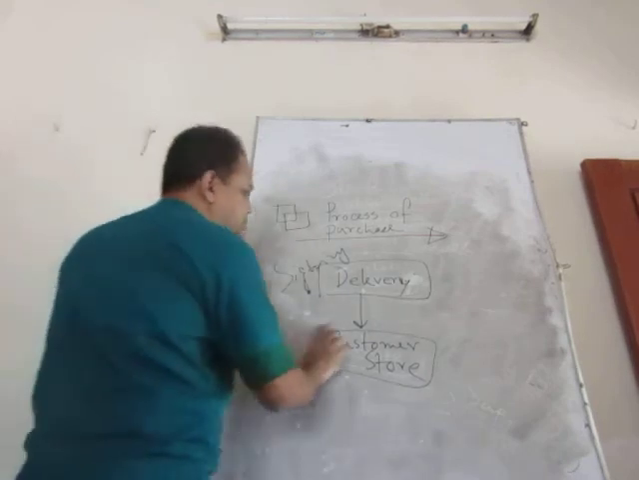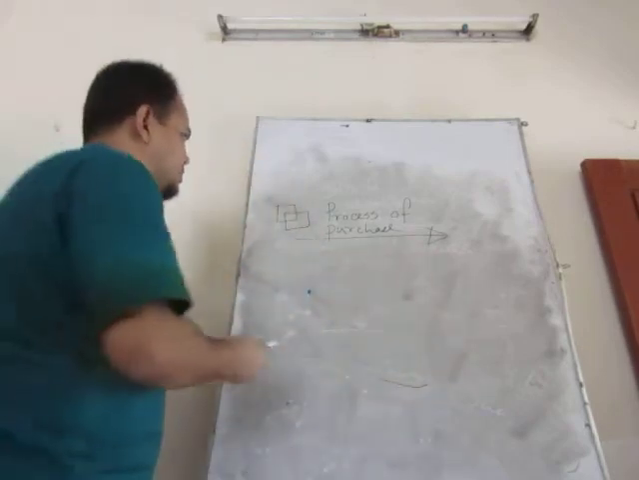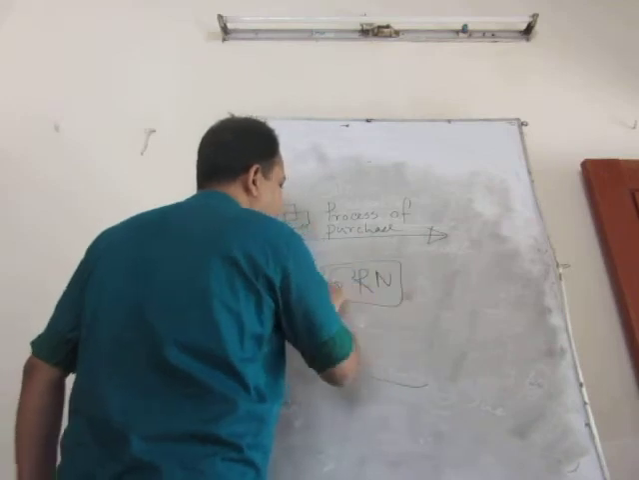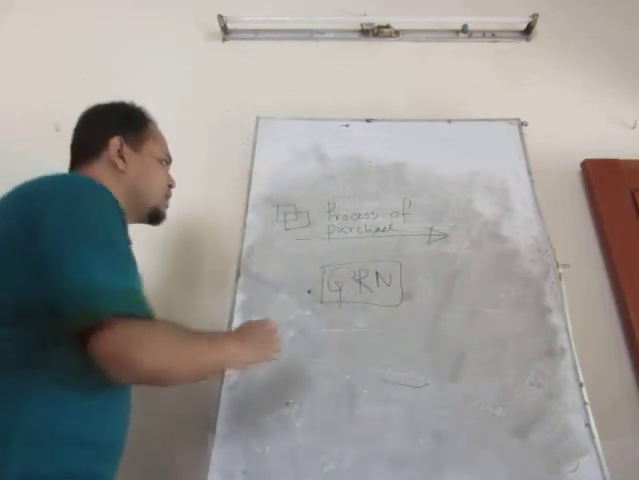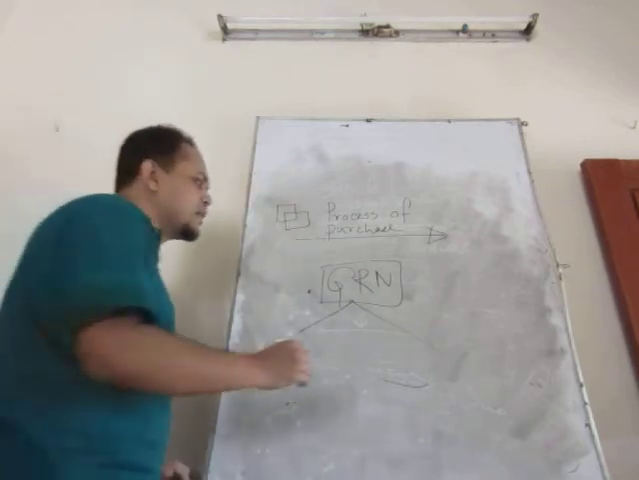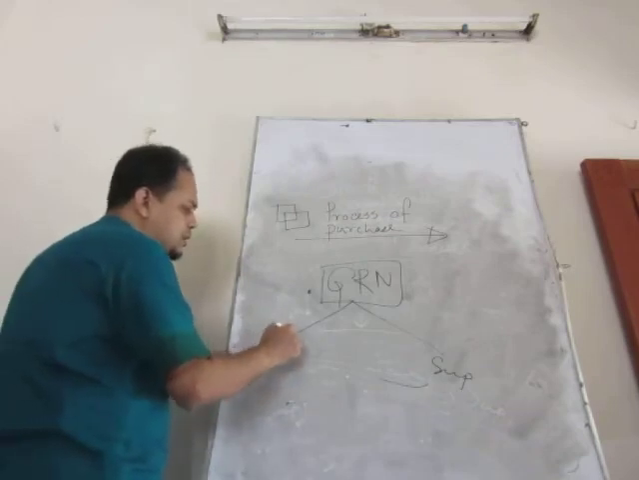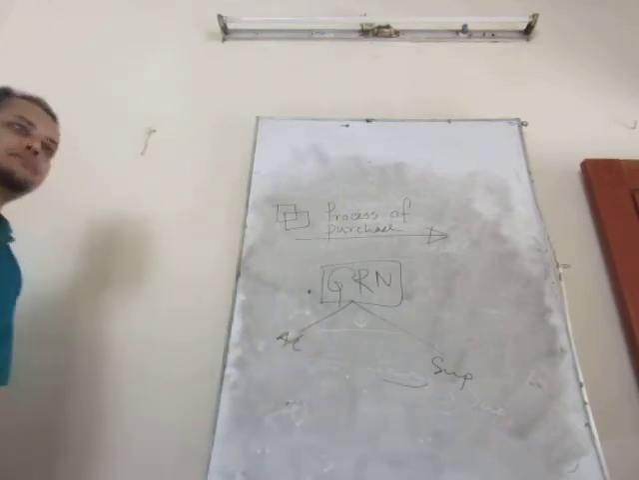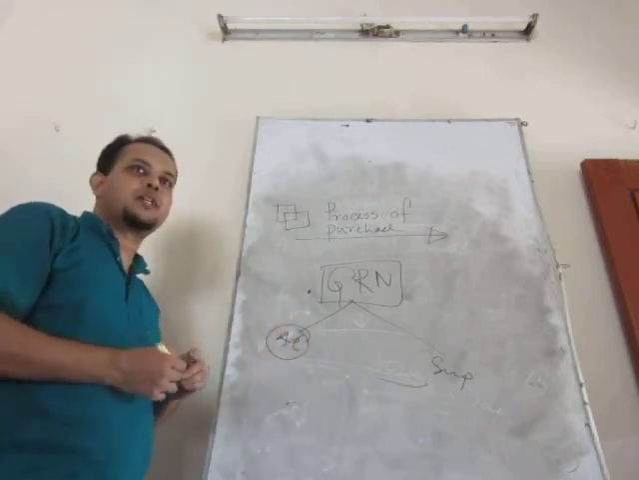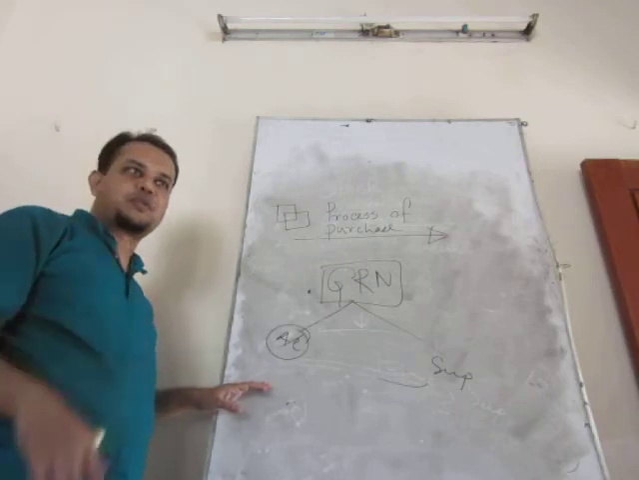Then this GRN, goods received notes, is actually sent to two different locations. One is sent to the supplier, another is sent to the accounts. So now the accounts department has two different documents: one is the purchase order, and another is the goods received notes.